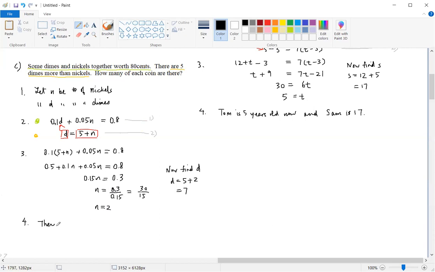So there are 2 nickels and 7 dimes. This is the therefore statement. Officially, some teachers write that therefore statement. Okay, so I'll write this therefore symbol for you also.